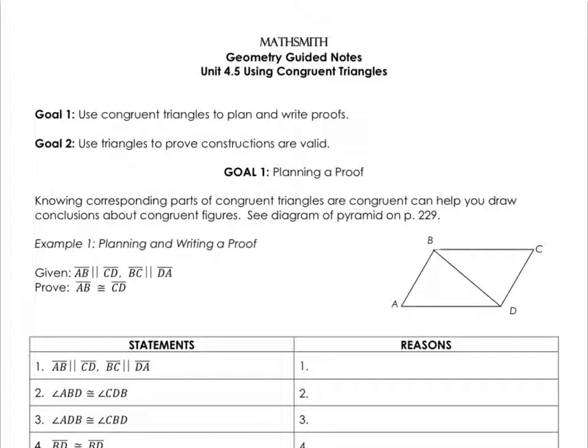So you can see from here that we've got a quadrilateral right here, A, B, C, D. There's a diagonal running through the middle, and we are given that AB is parallel to CD and that BC is parallel to DA. And we are asked to prove that the side AB is congruent to the side CD based on that. All right, well, let's see what we can do here.